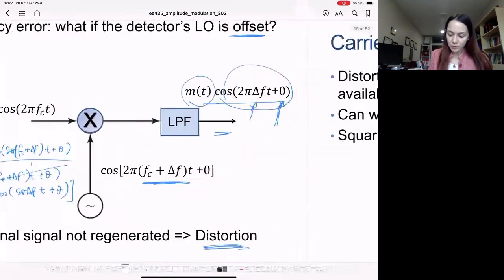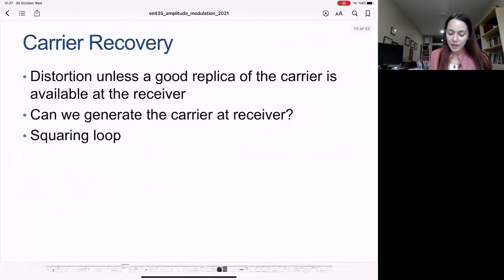So that essentially brings us to the end of today. Next time, we'll take it from here and talk about carrier recovery in the demodulation of amplitude modulation.